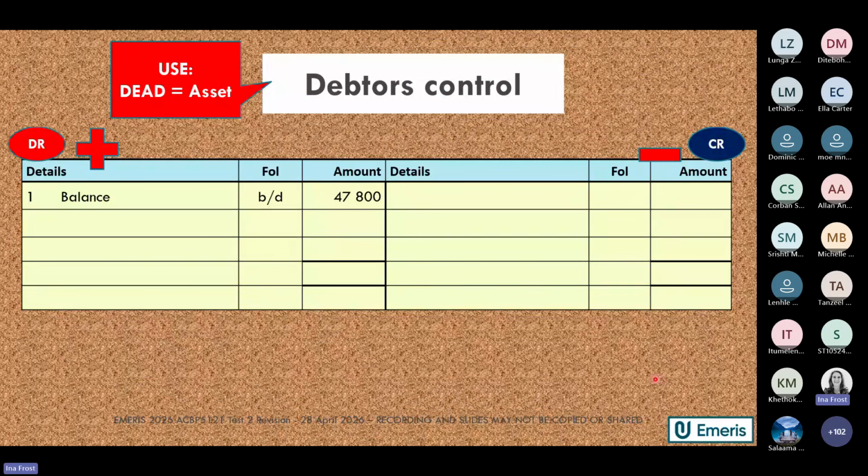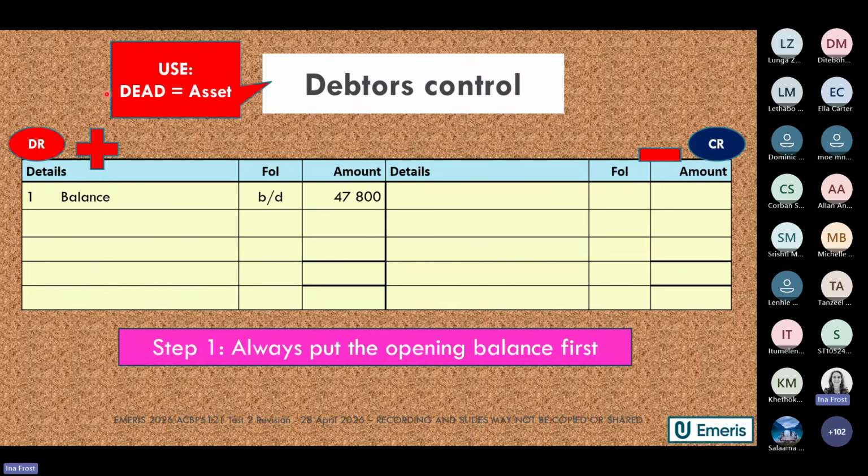Let's now look at our debtors control account. So a debtors control is a current asset. So we're going to use DED when we prepare a debtors control account. So step number 1, we're going to make sure our opening balance is in place and the opening balance must be on the debit side.